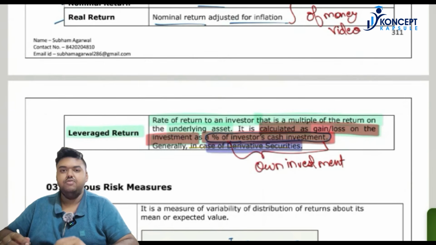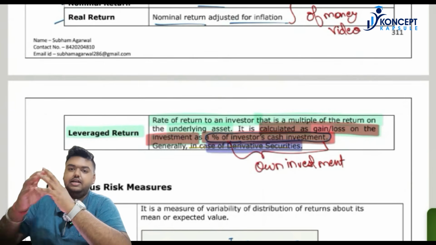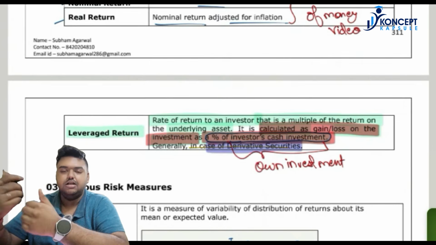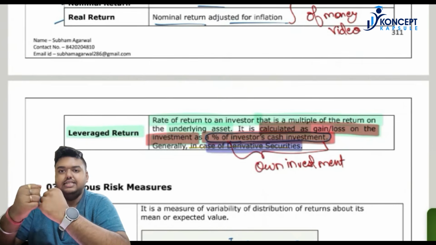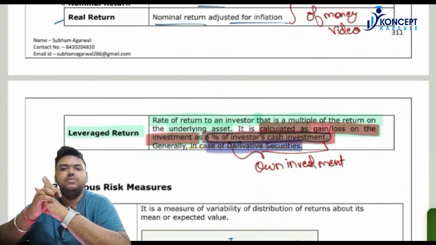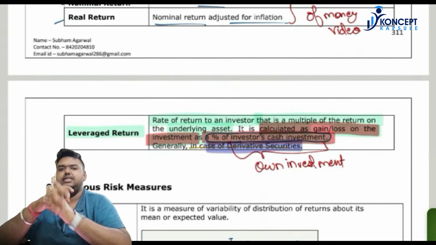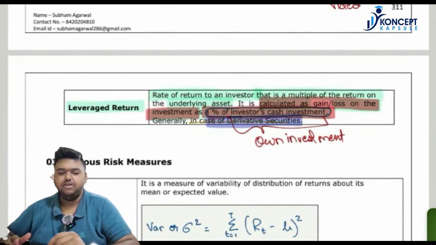Correct? Where we have seen that in derivatives there is a lot of cash settlement which is happening, and in those cash settlements a lot of margins are used, guys. Thus we have this concept of leveraged return.